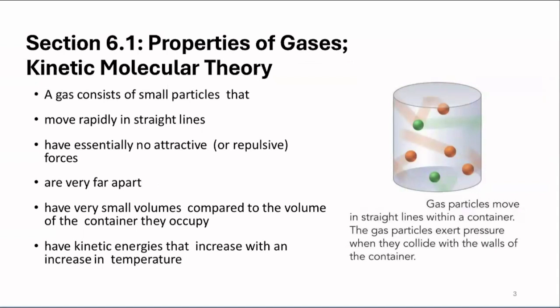In order to understand the behavior of gases, we need to go over the kinetic molecular theory. This theory explains what a gas consists of and some of its behaviors. Let's establish that a gas is one of the states of matter, and it consists of small particles. One of the things about the theory is that these particles move rapidly and randomly, but in straight lines.